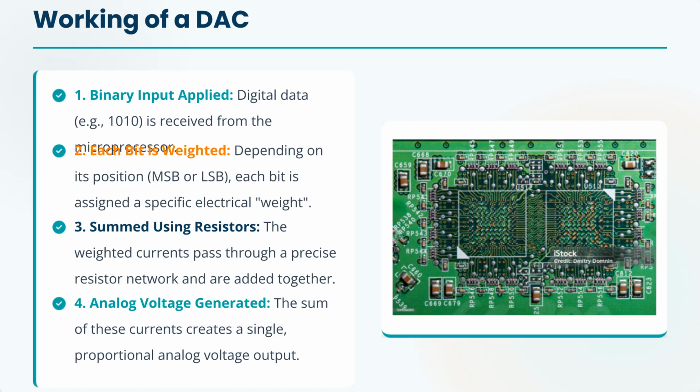First, the binary input is applied. Next, each bit is weighted based on its position, such as MSB or LSB. These weighted currents are summed using resistors to create a single, proportional analog voltage output.